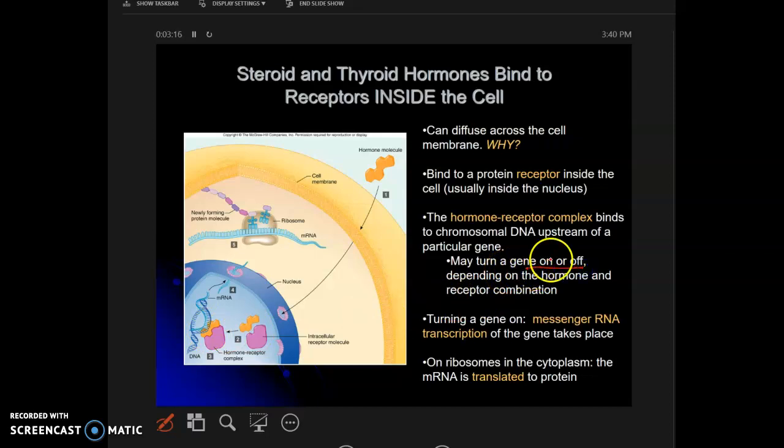What is on and off? If the gene is on, the DNA is going to produce mRNA and is going to produce protein. Off means the DNA is not going to produce mRNA and therefore no longer will it produce a protein. Got it? So it will either turn the gene on or off; it will produce something or not produce something. Turning a gene on, messenger RNA is transcribed; transcription takes place. On the ribosome, the mRNA is translated to a protein. So a protein is produced or not produced. Okay.